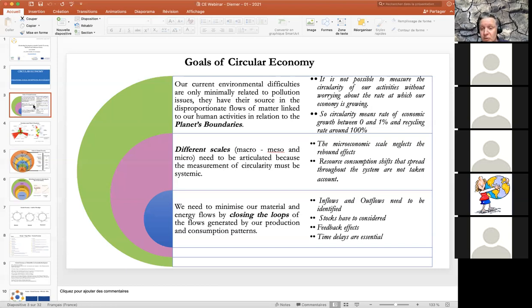And how we can reduce our consumption of resource. The last one: we forgot that if we talk about circular economy, it's not to build another economy. It's really about closing the loops. I mean, we have to close the loops for flows, and flows connected to production and consumption. And if we are not able to close the loops, we cannot minimize our materials and energy flows.